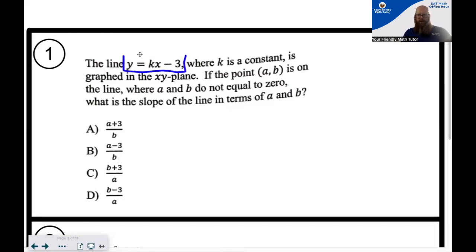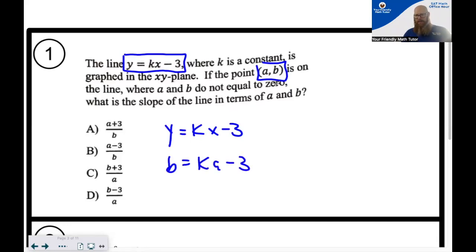So I have an equation and I have a point. If you are ever given a point on the SAT, almost every time, just plug that point in. So right away, A goes in place of X, B goes in place of Y. I haven't read the problem yet. I don't really care at this point. I just know if they give me a point, I'm going to plug it into the equation that they gave me. And then I'm just going to read the question.